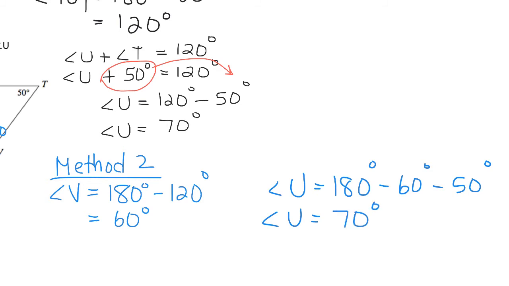So again, you can see that it doesn't matter if we used our first method, which used the exterior angle theorem, we got an answer of 70, or we could use the second method, which took 2 steps to get to the answer, but we still got an angle measurement of 70 degrees.